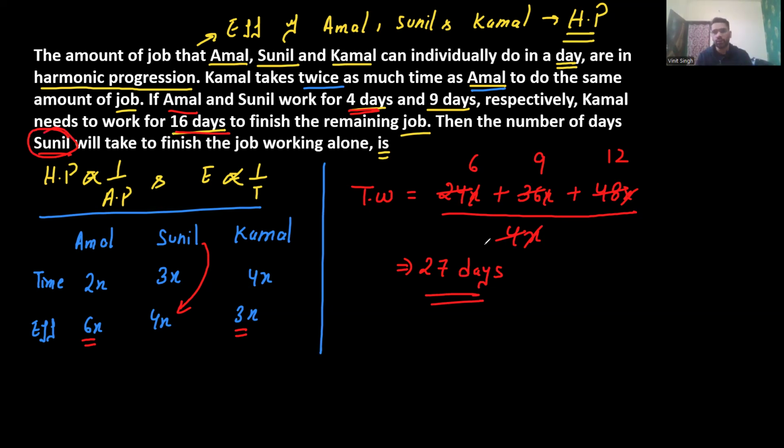First of all, the efficiency is given in HP, then their time will be given in AP. After that, the times of Kamal and Amal are given in ratio, so we can say in times. From that, we find the Amal, Sunil and Kamal time in AP, which is 2x, 3x and 4x. After that, we find the efficiency, which is 6x, 4x and 3x. Now apply the total work divided by the efficiency of Sunil, and then we get the number of days taken by Sunil to complete the whole work. Now come to the next question.